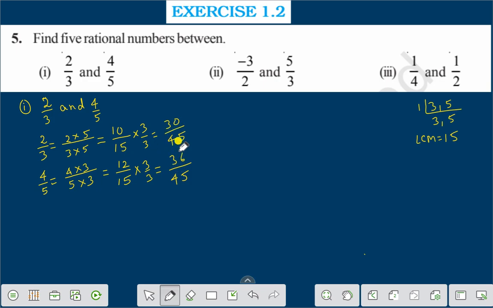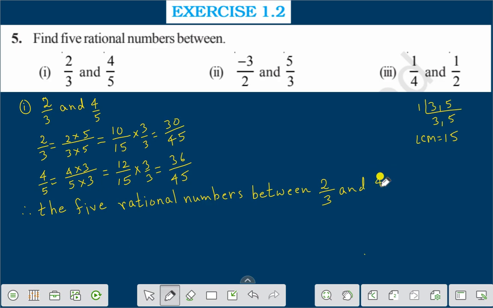Now we will get the 5 rational numbers. Therefore, the 5 rational numbers between 2 by 3 and 4 by 5 are, you see, 30 by 45 and 36 by 45.